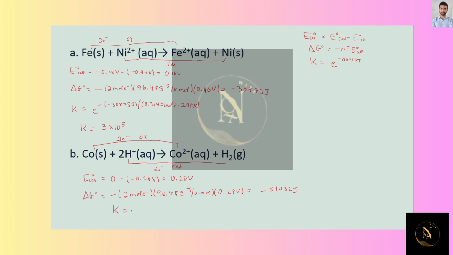So K equals e to the negative of negative 54,032 joules, divided by 8.314 joules per mole Kelvin times the 298 Kelvin. And that gives me a K equal to 3 times 10 to the 9th.